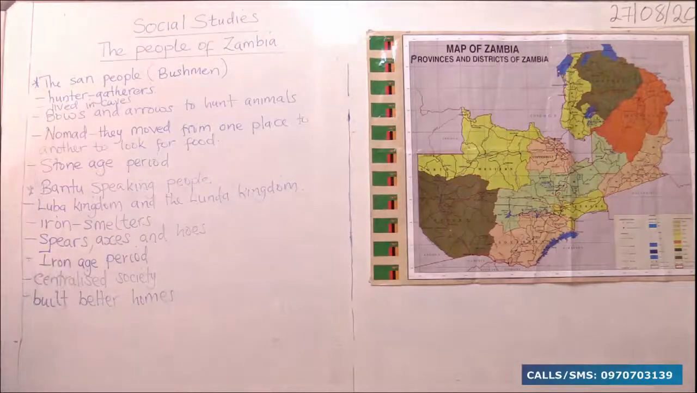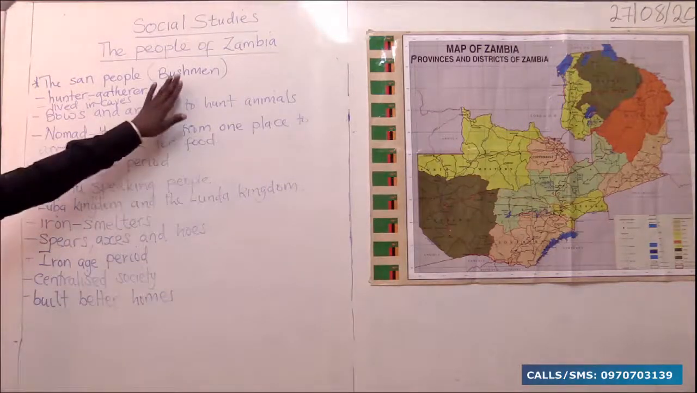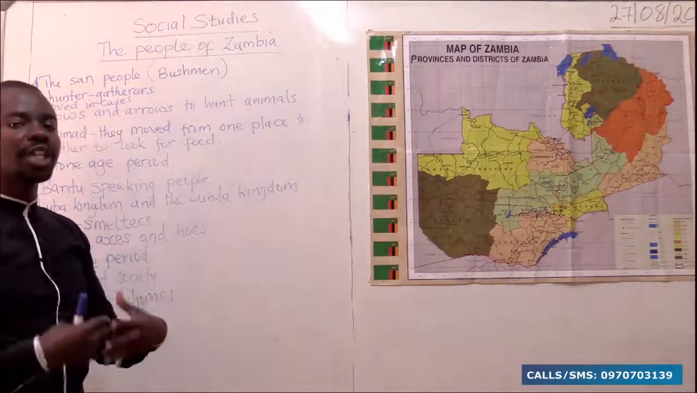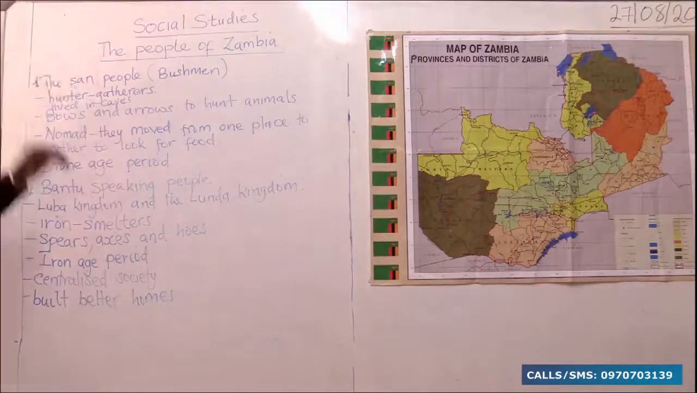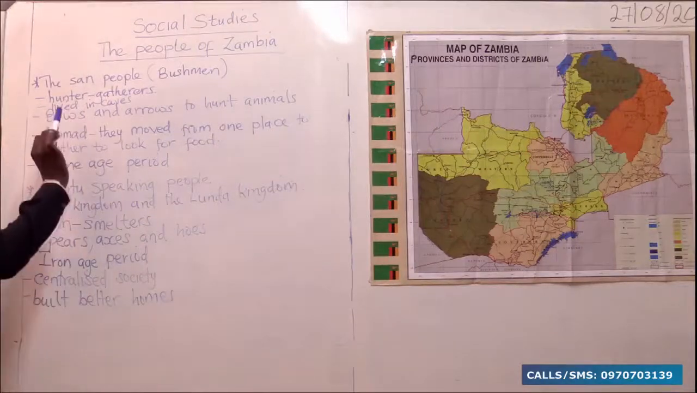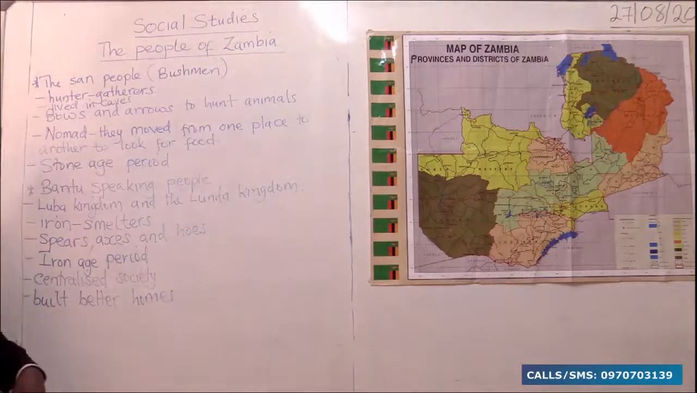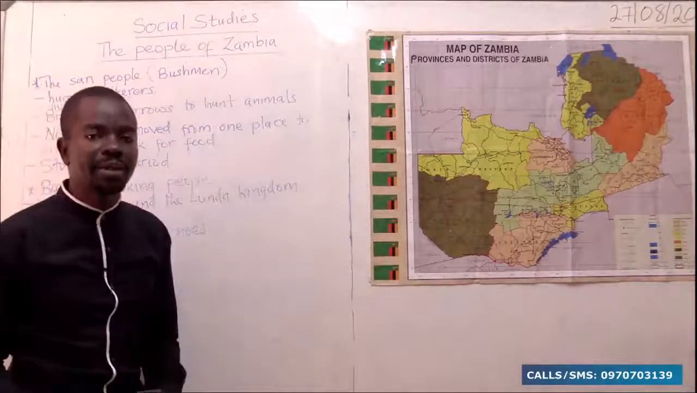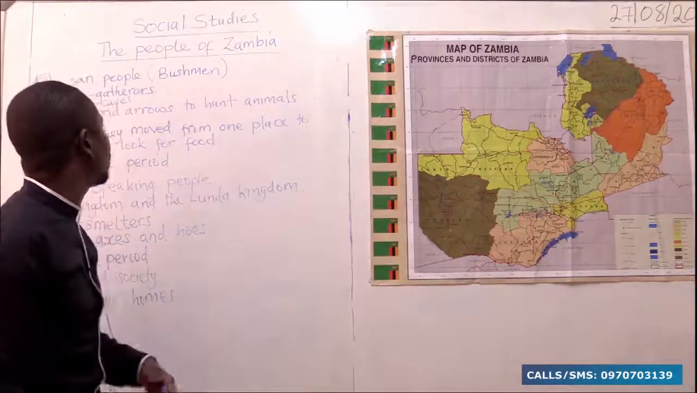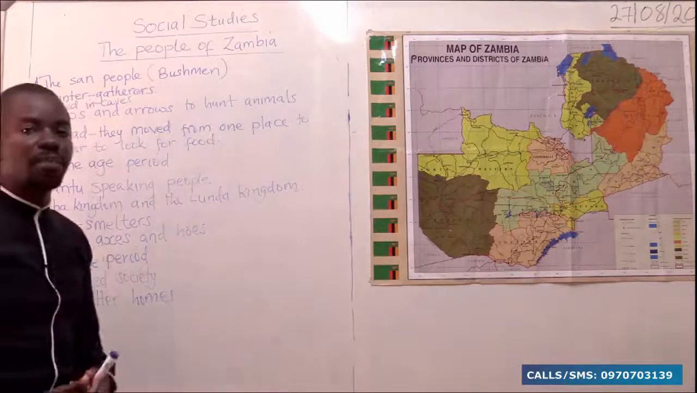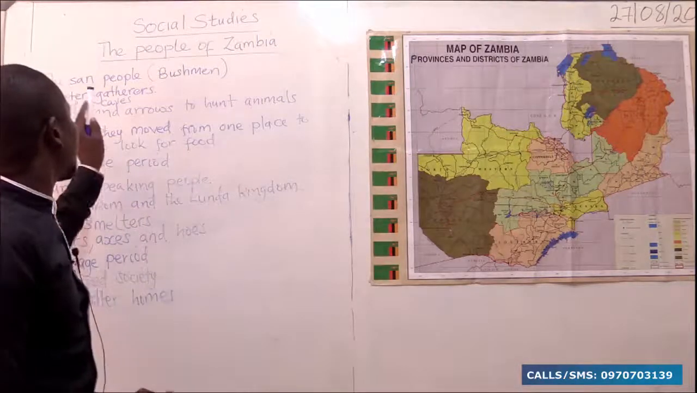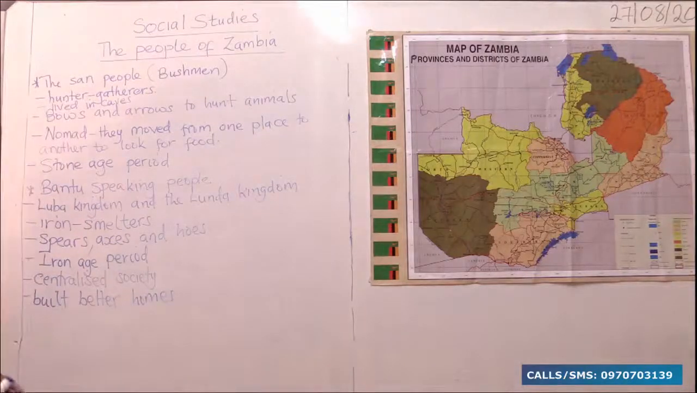So today we've talked about the San people. I said the San people were also called Bushmen. These were short people, okay? They were also hunter-gatherers, meaning that they used to hunt animals for food, and they used to gather crops or vegetables for food.